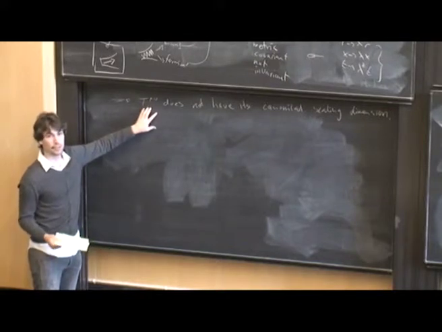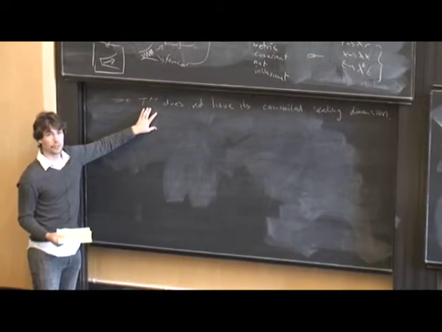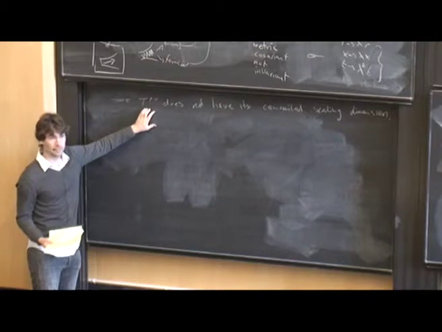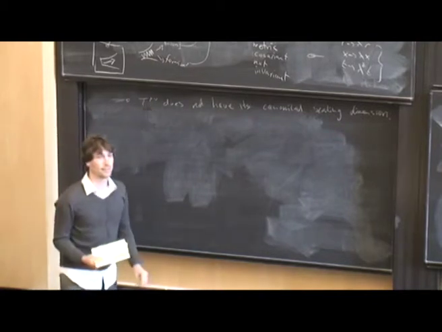Certainly in a Lorentzian theory, T mu nu has scaling dimension d plus 1, where d is the number of space dimensions. But what happens is that T mu nu gets an anomalous dimension. That can happen in this non-relativistic setup.